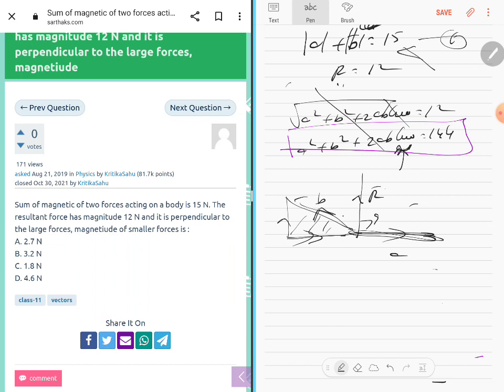So if I'm saying this is the angle between the two vectors is θ, obviously when I mark it in the triangle, I'm not supposed to mark it as θ.